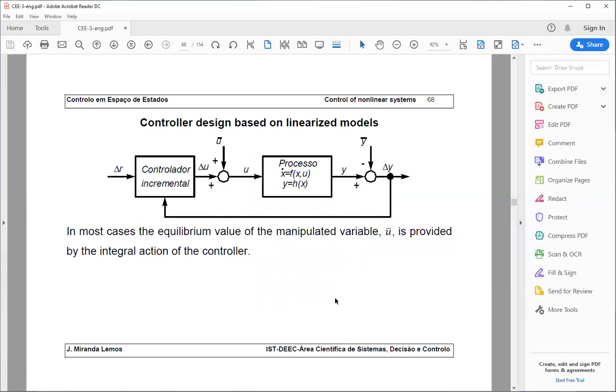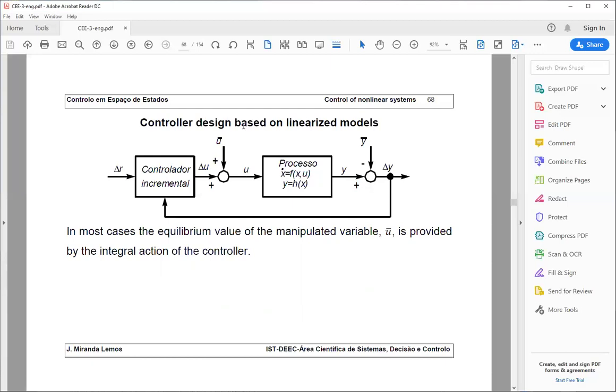Now, let's say a little bit about control. So we have studied stability. Now, what about controller design? Let's see how things are organized. Suppose that you have a nonlinear process with a manipulated variable u and an output y.